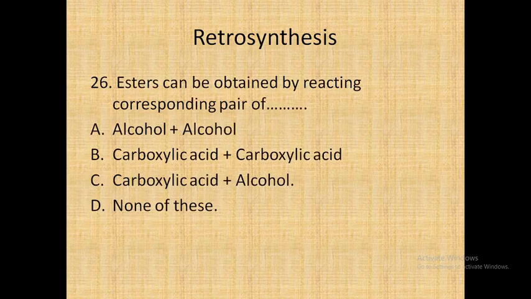Now let's go for the next question. Esters can be obtained by reacting the corresponding pair of: alcohol plus alcohol, carboxylic acid plus carboxylic acid, carboxylic acid plus alcohol, or none of these. If you mix alcohol plus alcohol, you get the ether; carboxylic acid plus carboxylic acid, you get the anhydride. And if you take carboxylic acid plus alcohol, then definitely you will get the ester. So the correct option is option C.